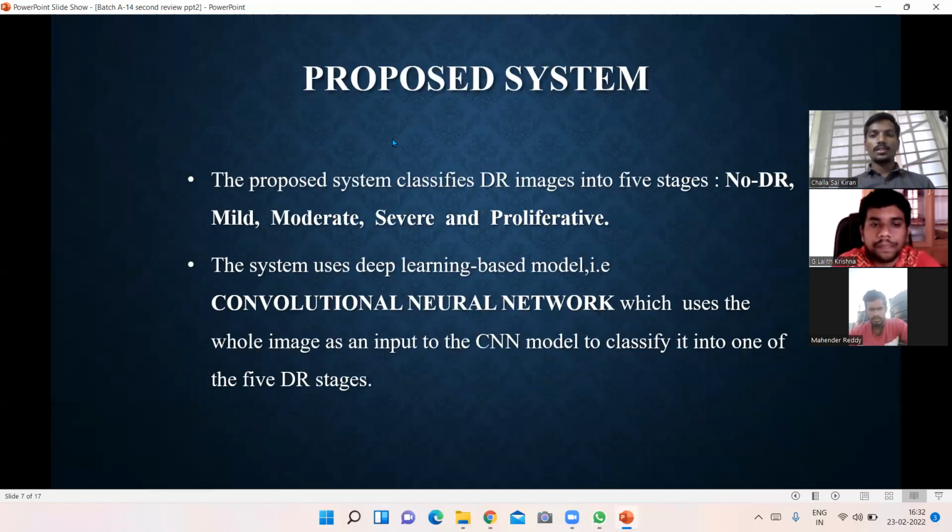So we use a proposed system here. The proposed system classifies DR into 5 stages: no DR, mild, moderate, severe, and proliferative. These are the severity levels within diabetic retinopathy. The system uses a deep learning based model, a convolutional neural network, which uses the whole image as input to the CNN model to classify it into one of the DR stages.